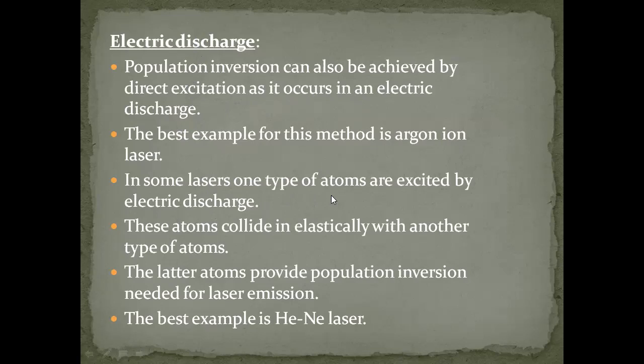In some lasers, one type of atom is excited by the electric discharge method, and during de-excitation, they collide with other atoms and excite them from a lower energy level to a higher energy level. The best example for this process is the helium neon laser.